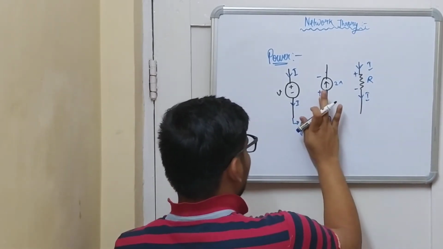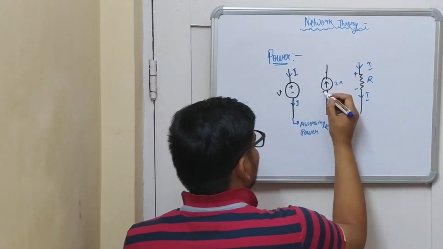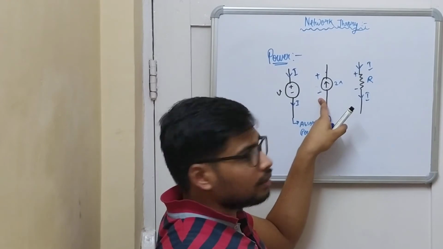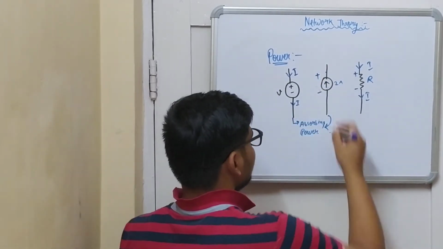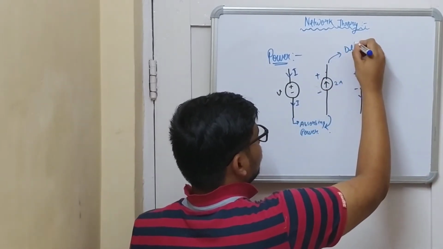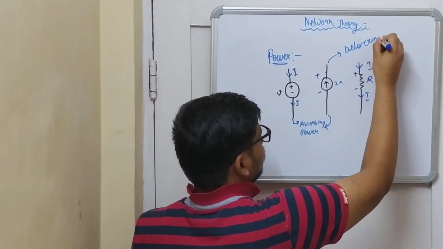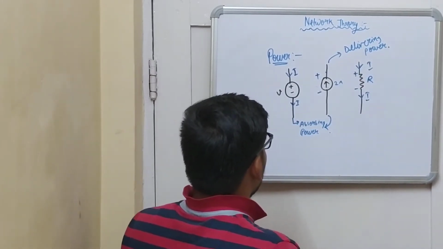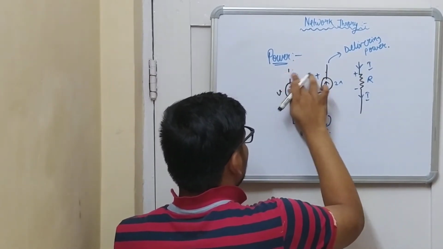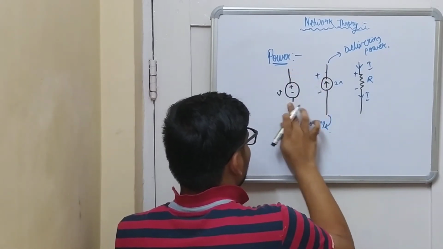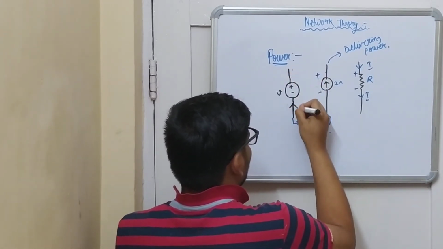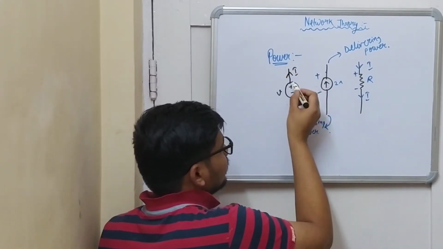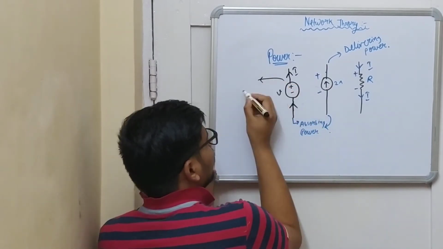Now suppose I take this polarity opposite, say negative to positive. Here in this case, current is entering the negative terminal and leaving the positive terminal. It means in this case it is delivering power. And if we assume the current such that it is entering the negative terminal and leaving the positive terminal, now in this case the voltage source is delivering power.